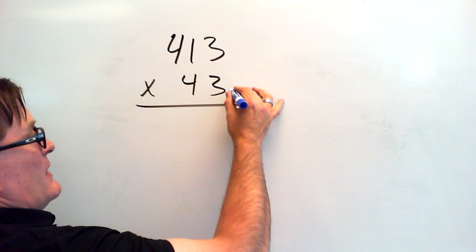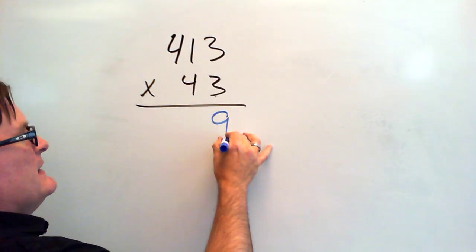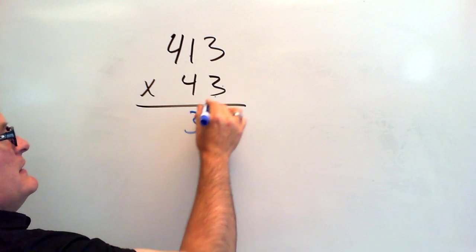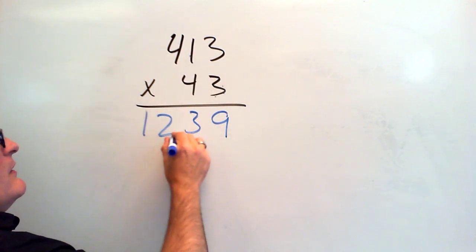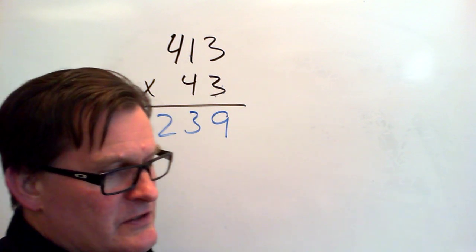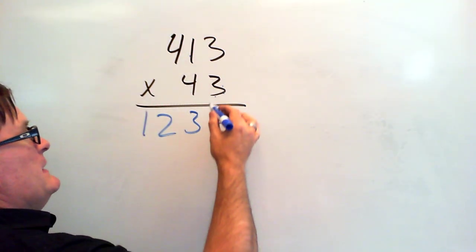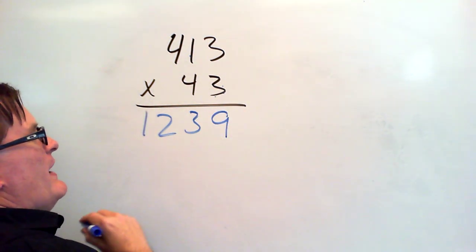So units column, taking care of 3 of our 43 groups. 3 times 3 is 9. 3 times 1 is 3. 3 times 4 is 12. So 3 times 413 gives me 1,239.